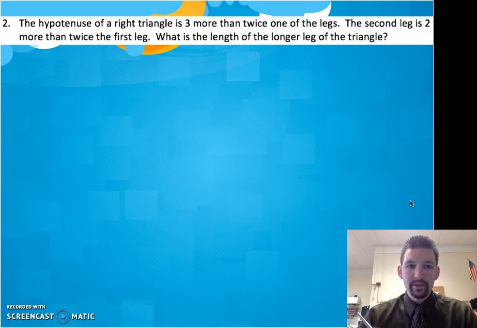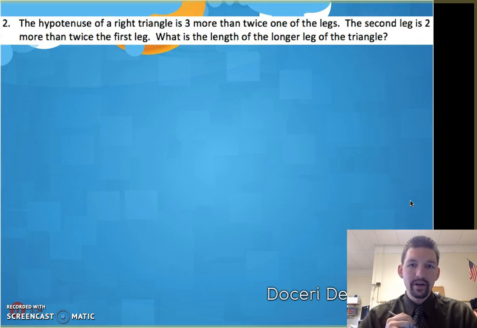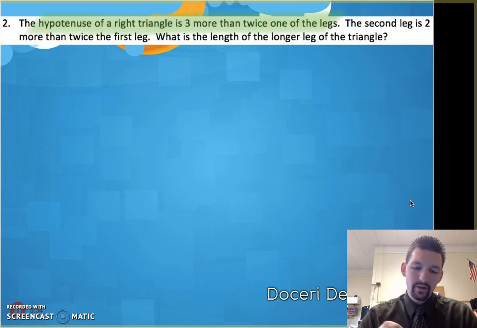The second one we're going to do is number 2 here. It says the hypotenuse of a right triangle is 3 more than twice one of the legs. The second leg is 2 more than twice the first leg. What's the length of the longer leg of the triangle? Well, we're dealing with the hypotenuse, the legs, and the second leg. So most likely we're going to use the Pythagorean theorem. But again, let's draw a picture just to make sure.